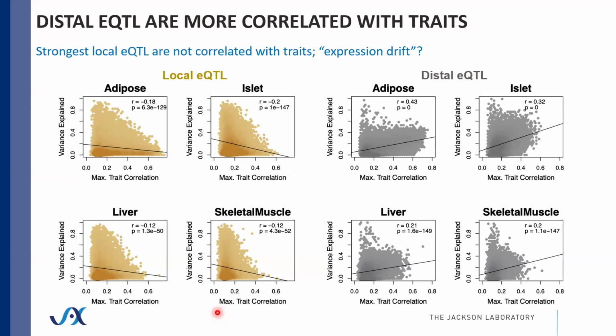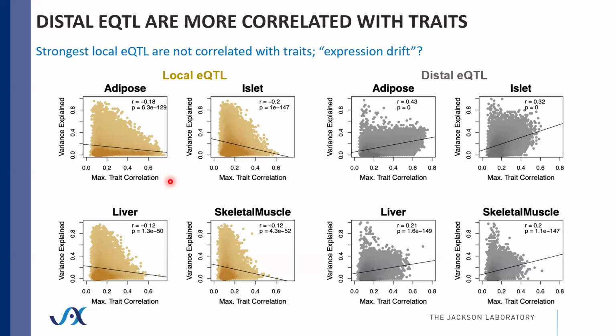And so just on the left here, let's focus on the local eQTL. It's shown here on the y-axis in all those tissues. And then we asked, when we try to correlate that gene's expression with all the traits, how well correlated is a given gene with any trait? We just took the maximum correlation that it could explain here.